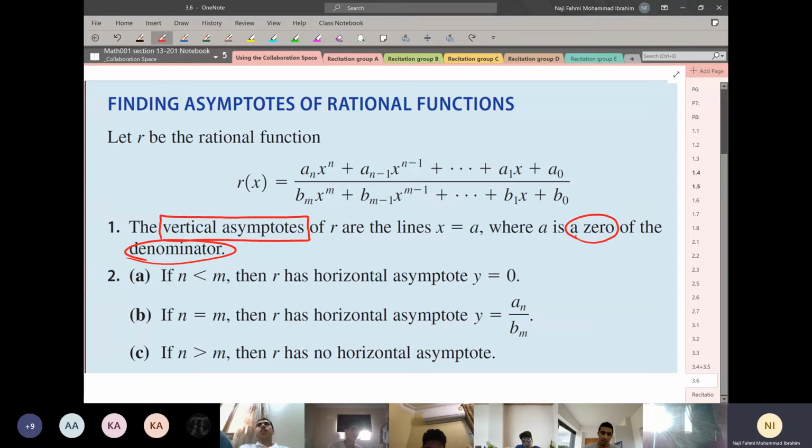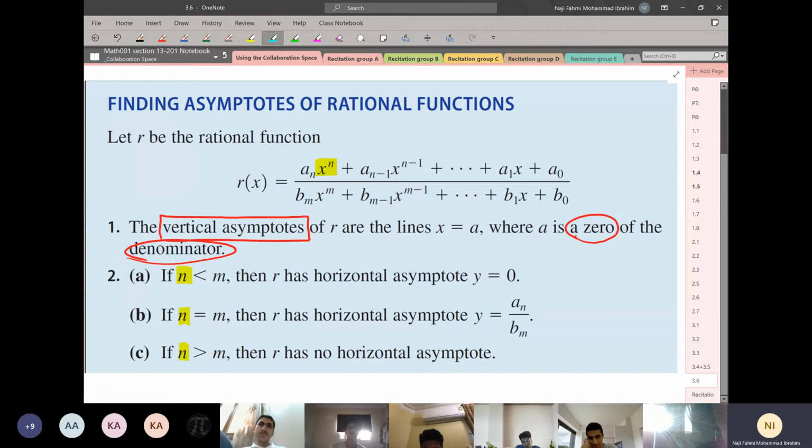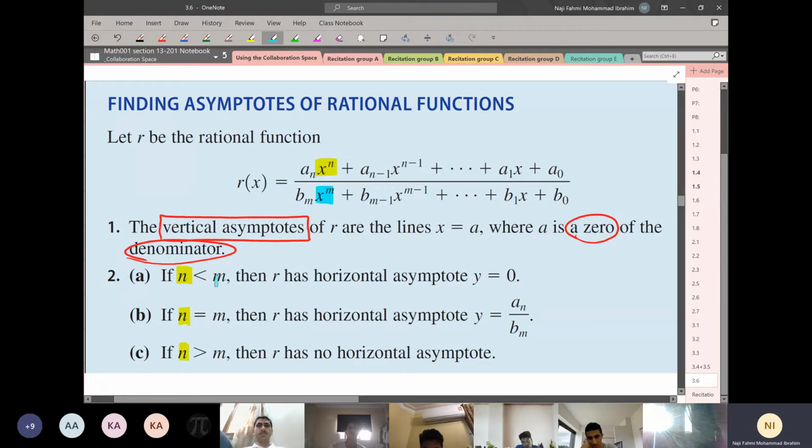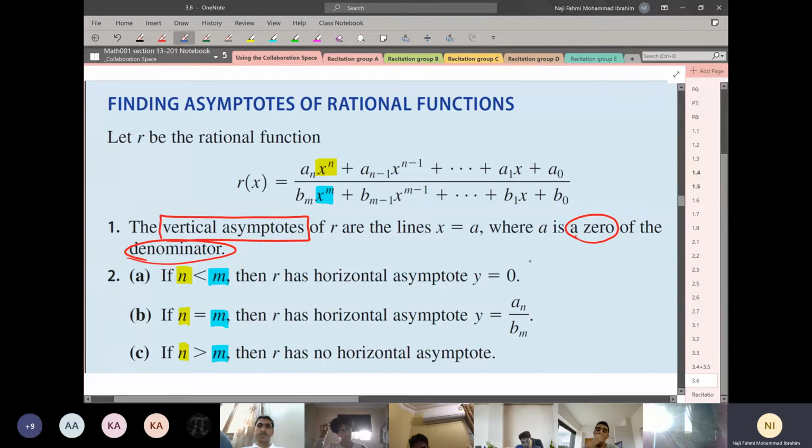But now, regarding the horizontal, we have three cases. Now, can anyone answer me what's the degree in the numerator? It's n. What's the degree in the denominator? It's m. Now we have three cases for the degrees. The first case, if the degree of the numerator is less than the denominator, in this case, Shabab, we say that the horizontal asymptote is y equals 0.